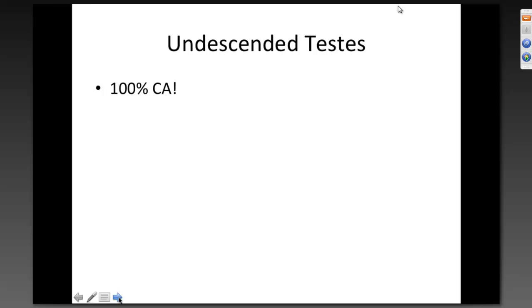Let's talk about testes. Why? Because when they're undescended, they're in the abdomen, and we're talking about the abdomen. So, for test purposes, undescended testes 100% of the time will end up cancerous. 100% of the time.